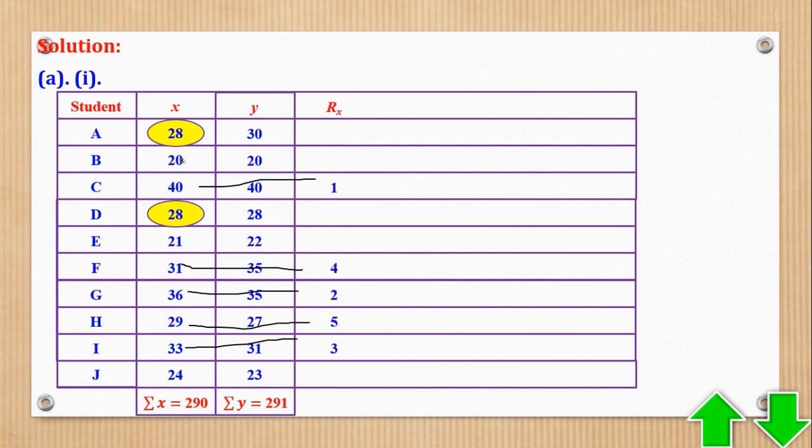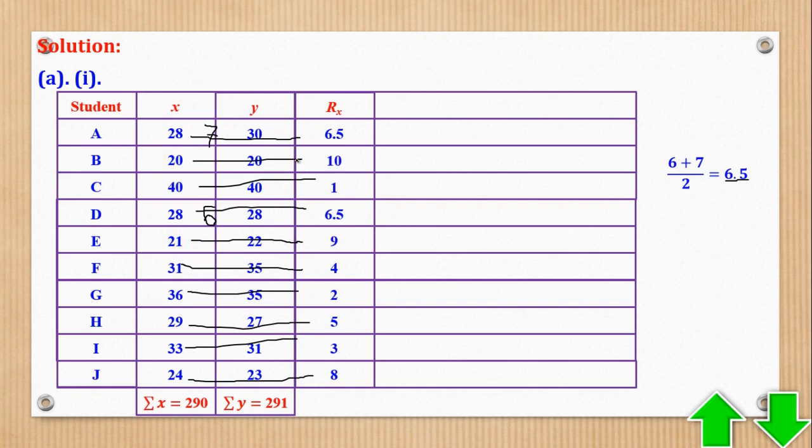Next is 28. Now when you look at 28, there are two values. What do you do? What you do, you first get the would-be position. We have stopped at 5, so the would-be one would have taken 6, another would have taken 7. But the rule says they must get the same rank. So what you do, you are going to get the average of these two. So the average will be 6.5. So that means that you will come here and put 6.5 here and also 6.5 there. Now you have already taken position 7, so next will be 8. So this one will take 8. And next will be this, it will take 9. And lastly is this to take 10. So you have ranked X values.